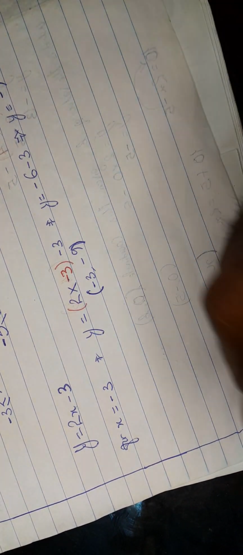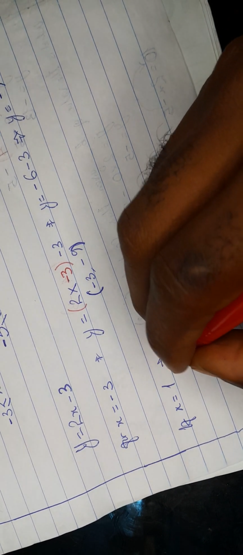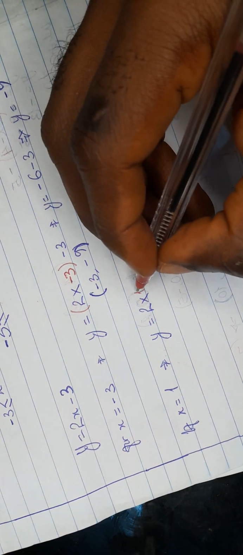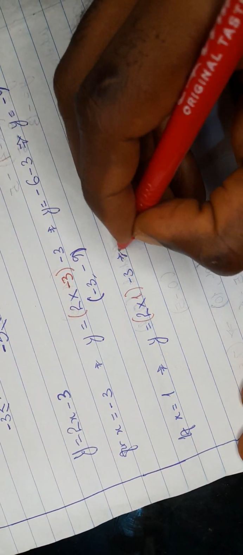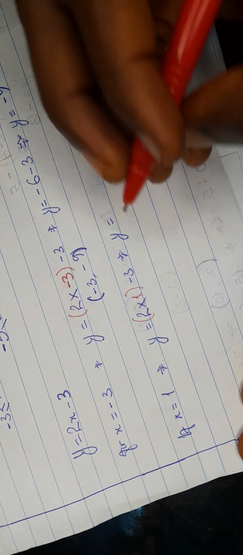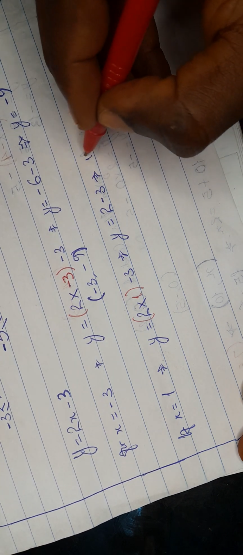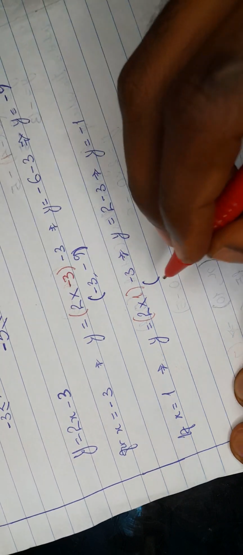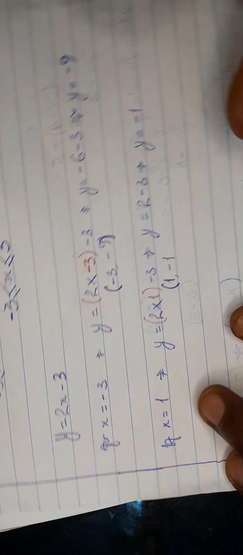Let me do it for x equal 1. It now becomes y equal 2 times 1 minus 3. So y equal 2 times 1 is 2, 2 minus 3 means y equal minus 1. So the coordinate is, for x is 1, y is minus 1.